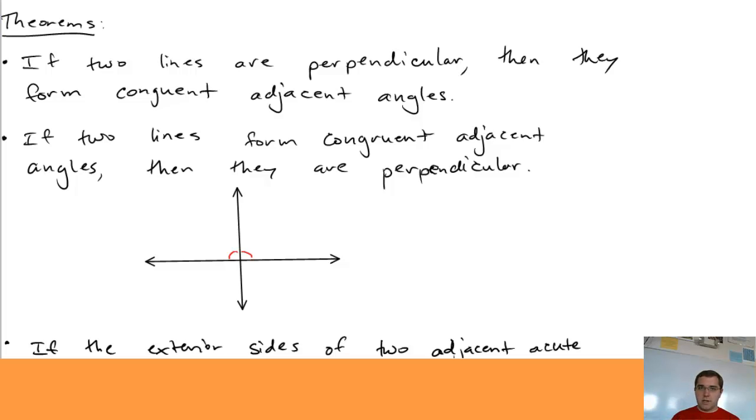Those right angles are adjacent to each other. They're all the same measure. They're all 90 degrees, so they have to be congruent. That's a pretty basic statement. If two lines are perpendicular, they form 4 90-degree angles, so those angles are all congruent. Okay?